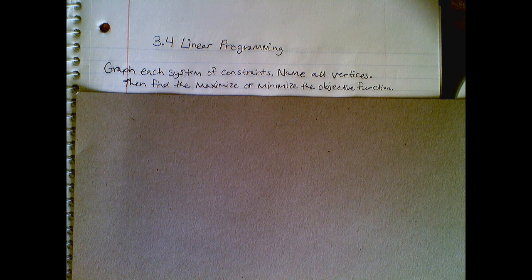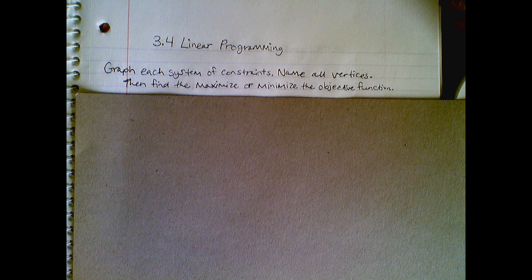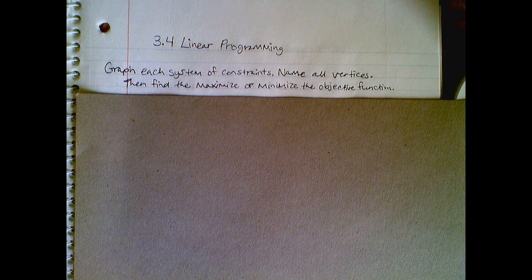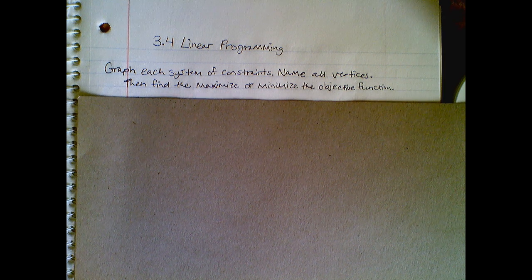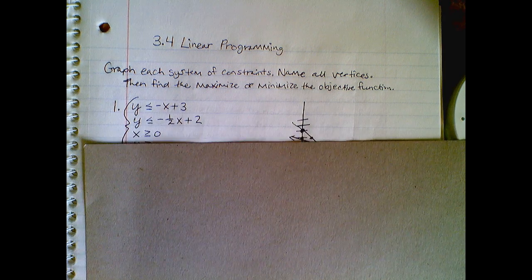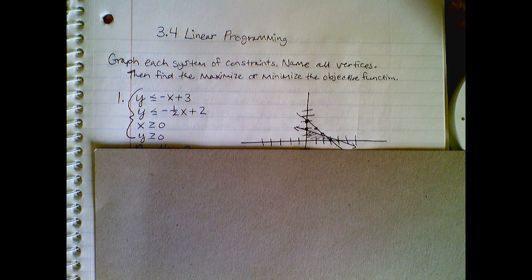3.4 is linear programming. Now this one sounds like it's going to be a difficult lesson, but it's going to be very similar to 3.3, solving systems of linear inequalities. The only difference is there's one additional step that we need to take a look at. The direction says, graph each system of constraints, name all the vertices, then find the maximum or minimum of the objective function. So they'll give you a system of inequalities.